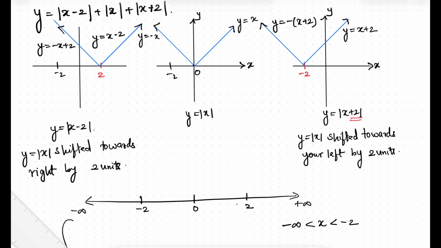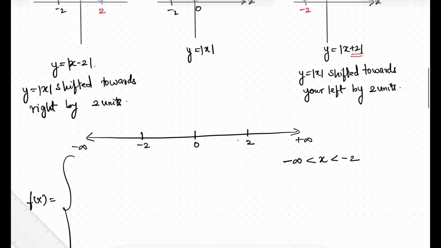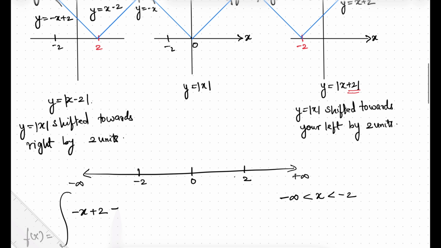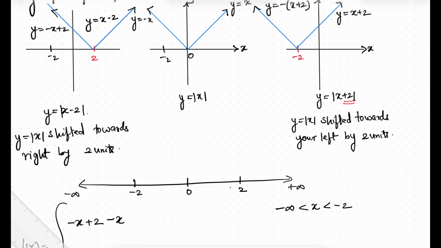For all the three functions, you will be having minus x plus 2, and for your second function you will be writing minus x, and for your third function you will be writing minus x minus 2. So this results to your 2 and 2 get cancelled. So this results to minus 3x.